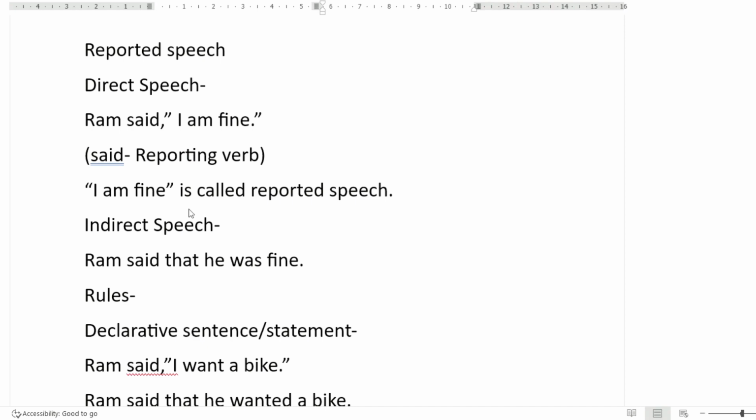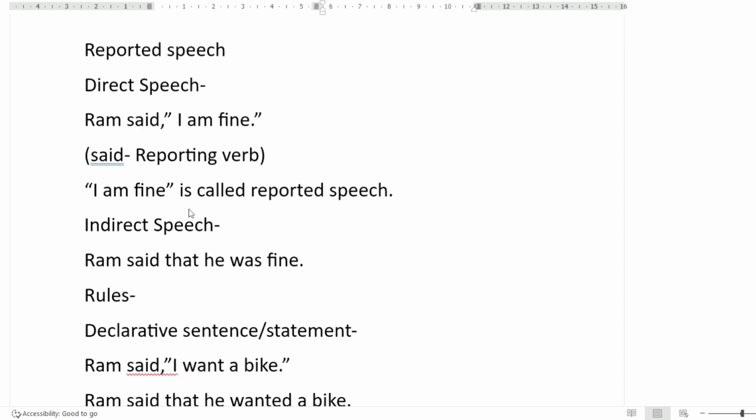Now what do I mean by reported speech? Speech means the way we say something. Reported means when we narrate, when we repeat the words of someone, that is called reported speech. For example, if I tell my friend, I am fine, and if my friend has to repeat my words to somebody, she will say that XYZ said that she was fine. So she made some changes in my words to repeat it to somebody else. This is called reported speech.